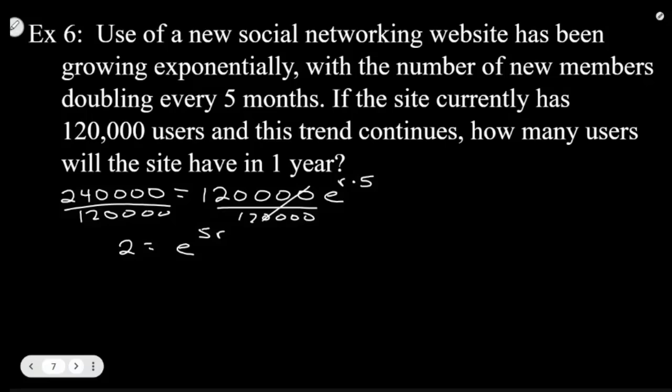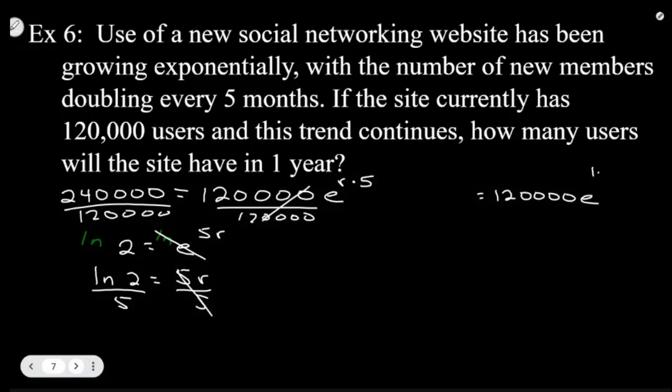Then what do we do? Natural log of both sides. So that is going to cancel. We're going to have natural log of 2 equals 5r, and we divide by 5. And again, in this case, I'm going to leave that exact. So now we can go back and we can put in our 120,000 e, we know the rate is now natural log of 2 over 5.